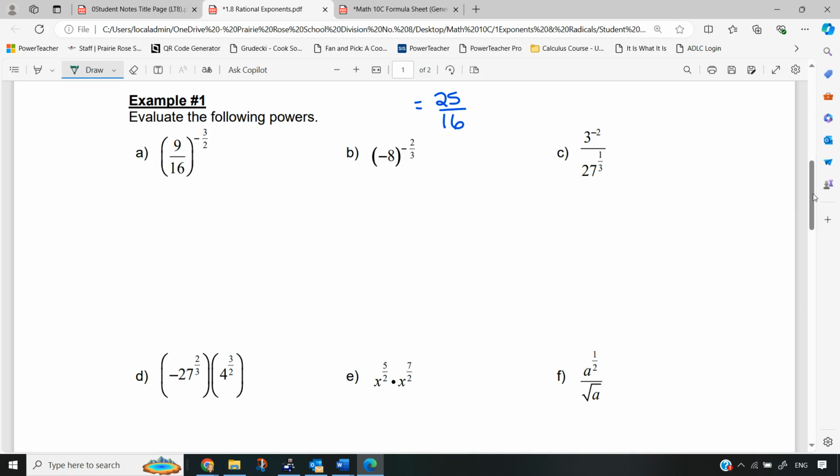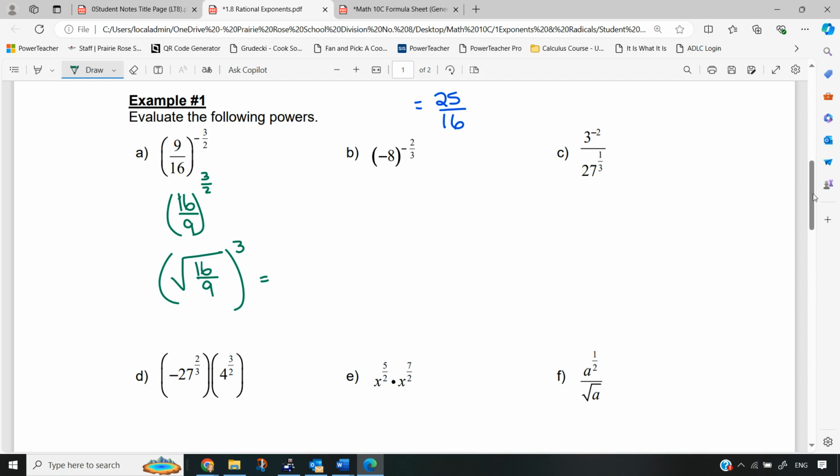For part A, I have 9 over 16 to the negative 3 over 2. I'm going to start by reversing that fraction. So I'm going to have 16 over 9. That will give me a positive exponent. Now I can't do 16 to the 3 over 2 in my head, but I can convert this to a radical expression. So my index is 2. That's going to give me the square root of 16 over 9. And I'm going to choose to put the 3 outside simply because I can do root 16 in my head easier than I can do 16 cubed in my head.